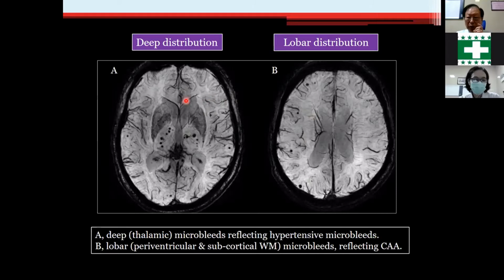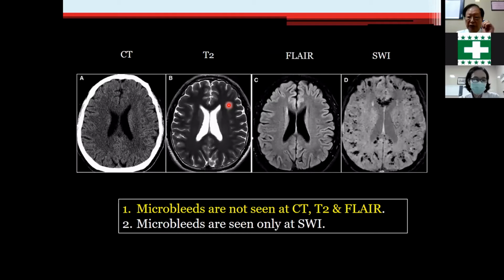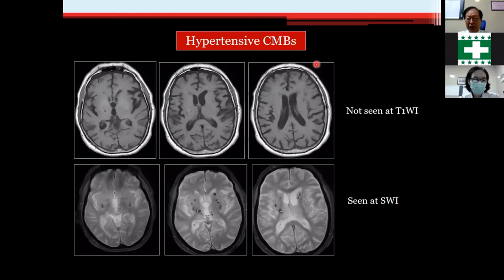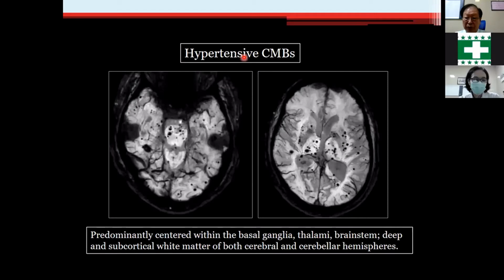Microbleed characteristics are that you don't see it in T2, you don't see it in FLAIR. You will see only in SWI images. That's why we call it microbleed, no? Clear character, no? There are the hypertensive, no? In T1, not seen in T1, but you see these blood dots only in SWI. So you need the SWI for diagnosing the microbleeds. Now this is hypertensive because distribution is diffuse.